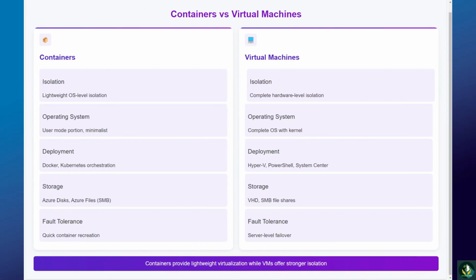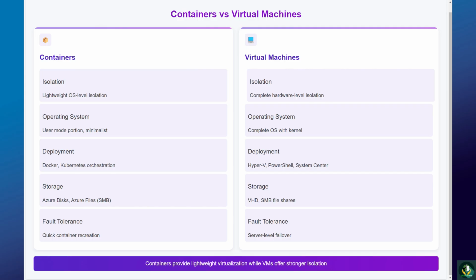The evolution of virtualization technology has brought us two powerful approaches to resource isolation and management: containers and virtual machines. Let's explore their key differences and understand when to use each technology. Isolation characteristics. Containers provide lightweight OS-level isolation, share the host operating system kernel, maintain separation between applications, offer faster startup and lower resource overhead, and present a lighter security boundary.